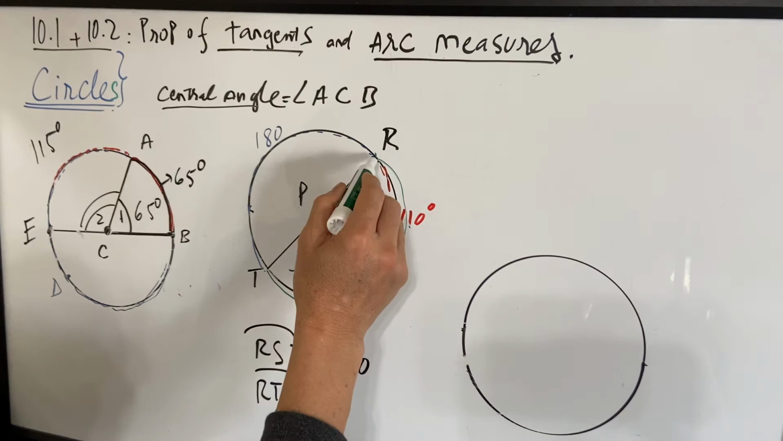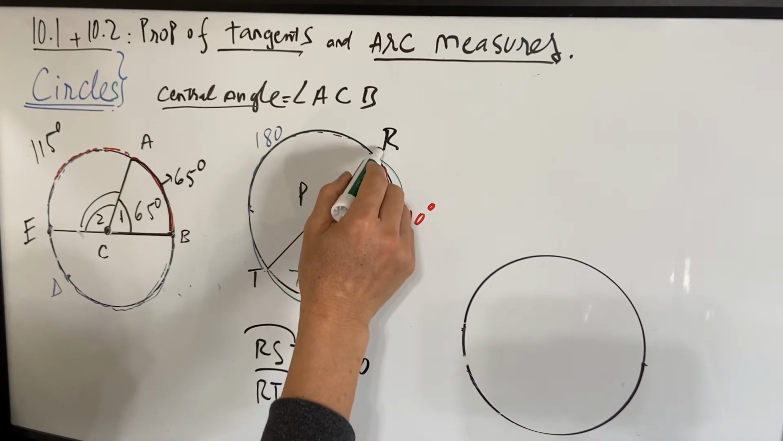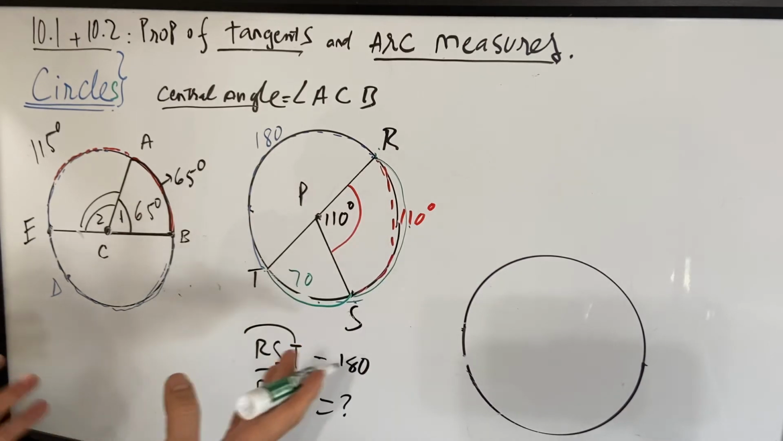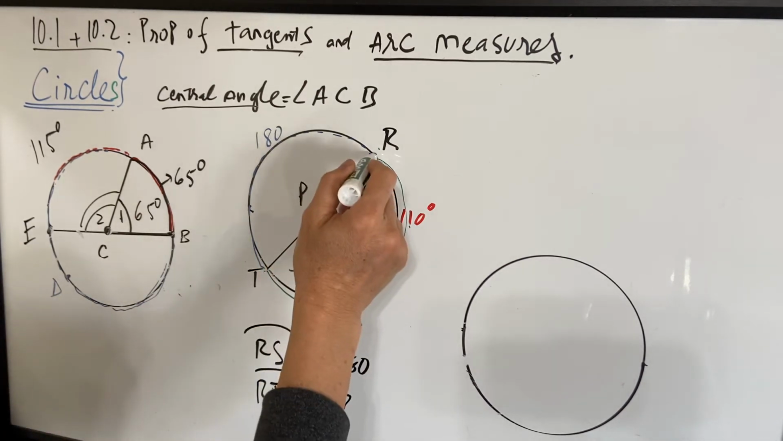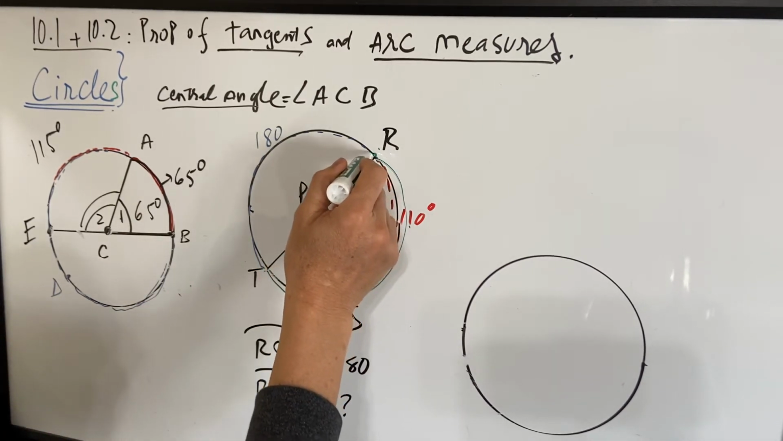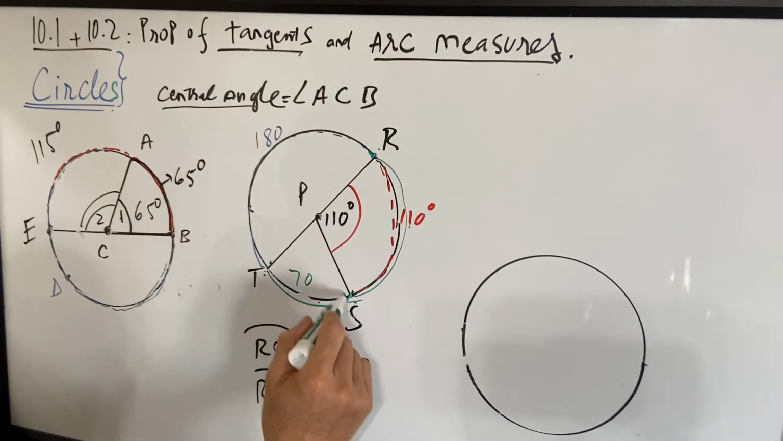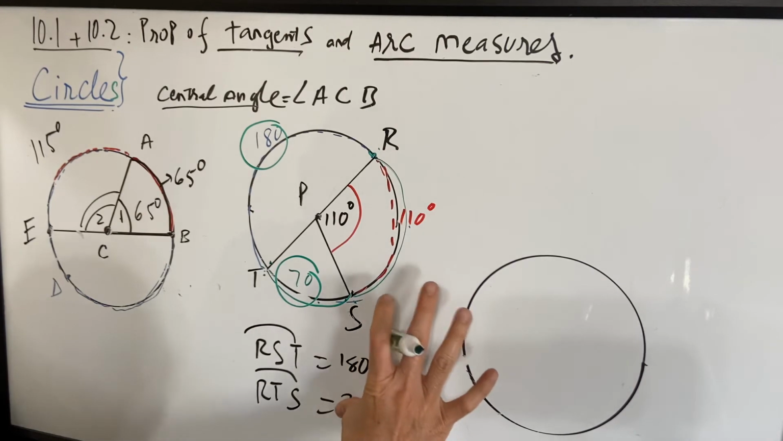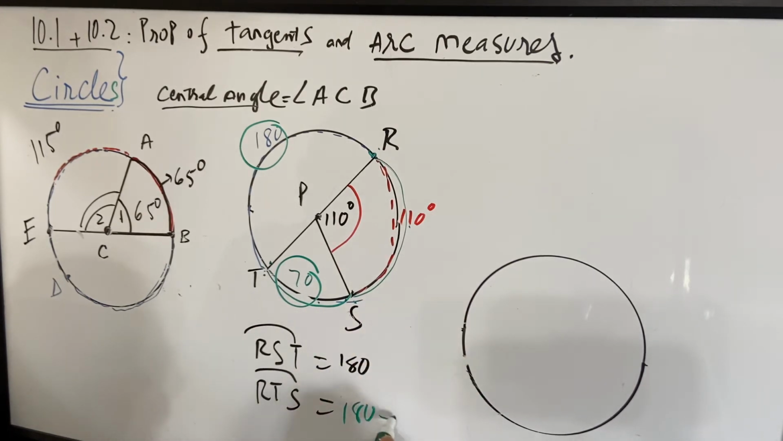And that is to find the major arc RTS. You simply add the two arcs together, which is RT plus TS. 180 plus 70, what is that? That will give you 250. And that concludes example 1.